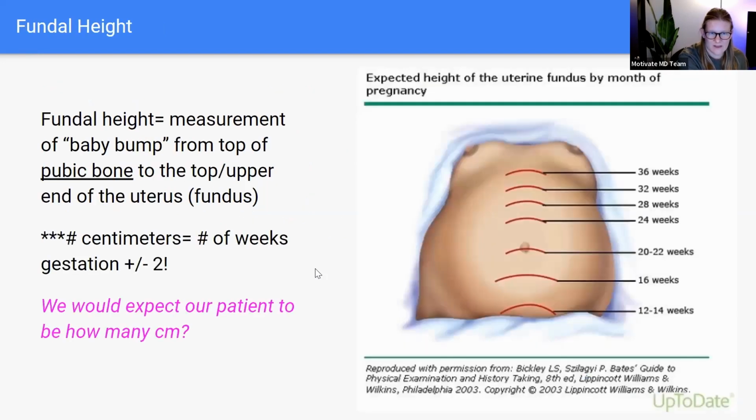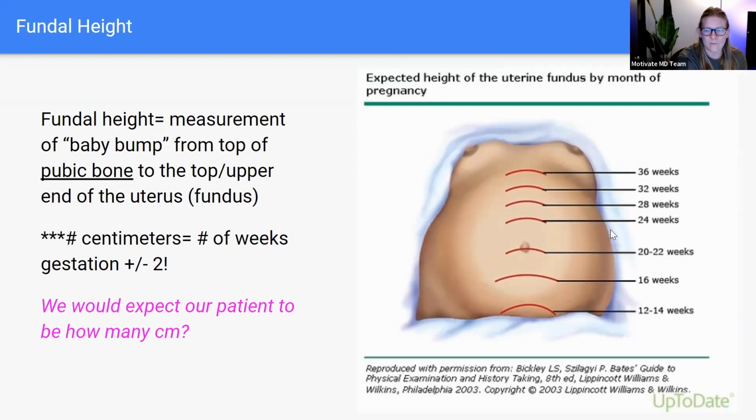So going back to the fundal height, this is a measurement that we take to give us an approximate measurement of how big baby is. A fundal height is the measurement from the top of the pubic bone to the top of the uterus, which is the fundus of the uterus. So you're essentially vertically measuring the size of the baby bump. The number of centimeters that you measure is approximately the number of weeks of gestation that you are, plus or minus 2.